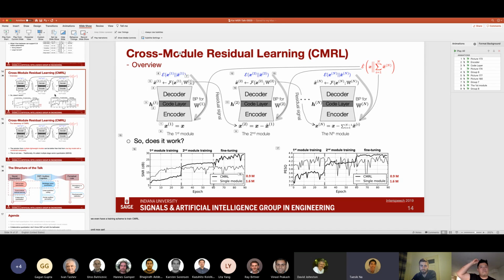Sorry, I might miss something. I joined the meeting in the middle. So when you train the second module, for example, did you freeze the parameters of the first module, or did you just change the learning rate?